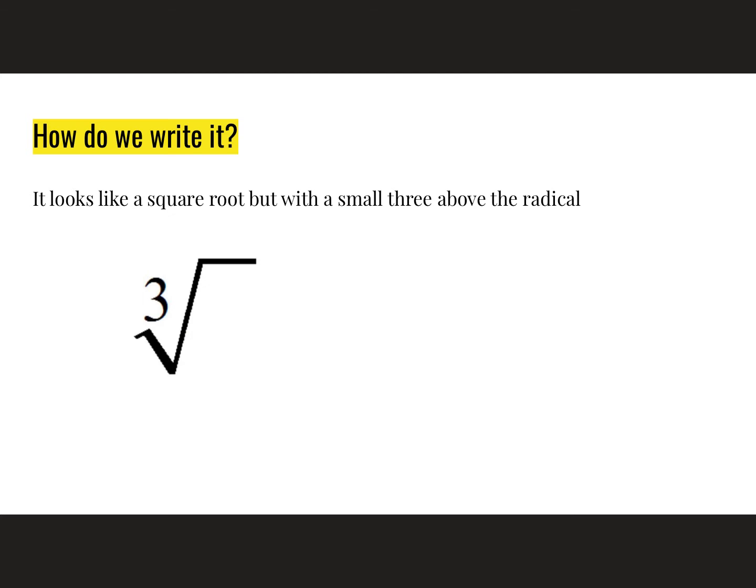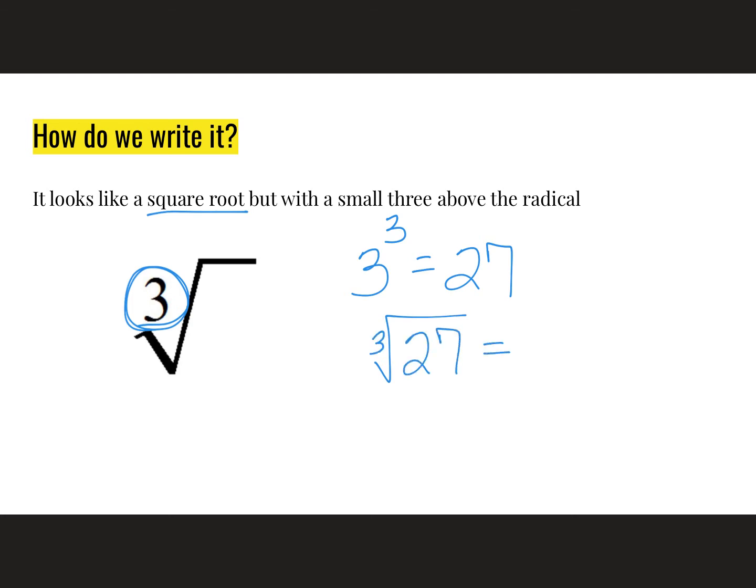So, how do we write it? It looks like a square root, but it has this small 3. That's called the index of the root. When you get to higher level maths, you'll actually see other numbers there also. So if we know that 3 cubed equals 27, then the cube root of 27 is 3. It's an opposite, just like squares and square roots.